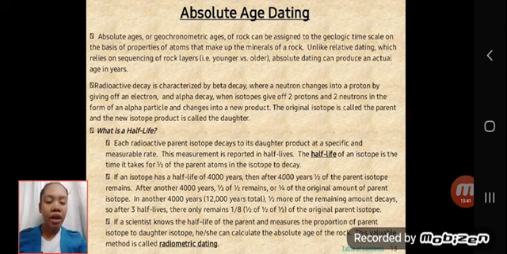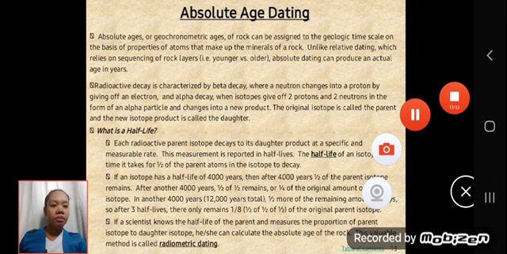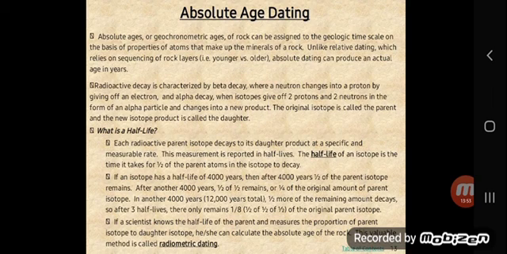What is half-life? Each radioactive parent isotope decays to a daughter product at a specific and measurable rate. This measurement is reported in half-lives. The half-life of an isotope is the time it takes for one half of the parent atoms in the isotope to decay. If an isotope has a half-life of 4,000 years, then after 4,000 years one half of the parent isotope remains.